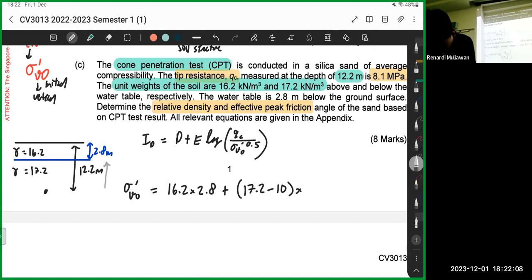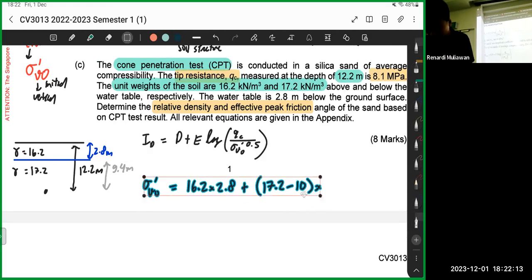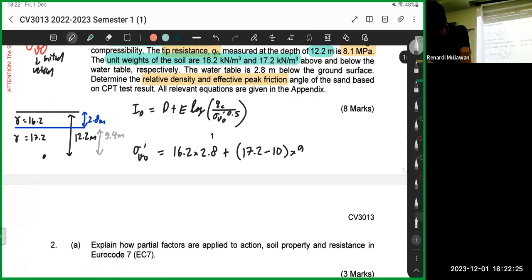I'll label this 9.4 meters. By the way, the workings are inside the CE website. Here I'm just explaining, but if you want to see the full working, just go to the CE website. Anyway, this one multiplied by 9.4, you will get 67.68. This one? Oh, this one is excessive. What's the total?